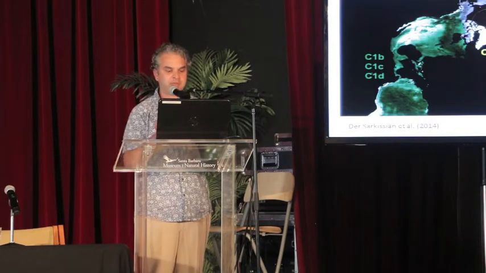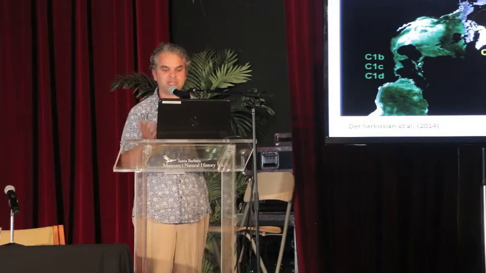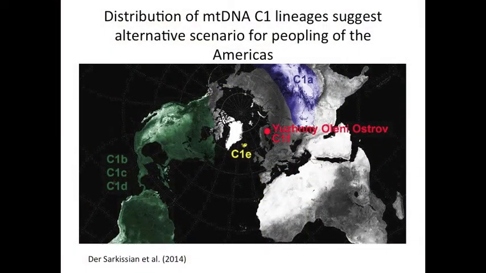And so here's a paper that just came out in PLOS ONE this last year, and it shows that C1b, C, and D are in high frequency in the Americas, possibly as a result of expansion into the Americas, bringing these mitochondrial genomes into the Americas. But then there's also C1a, which we hypothesize was a back migration out of Beringia back into Northeast Asia.